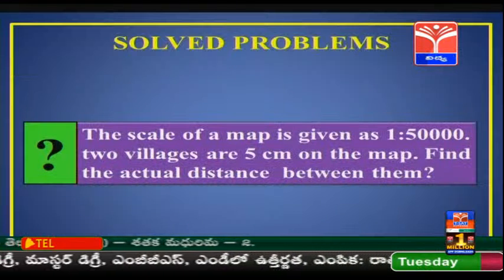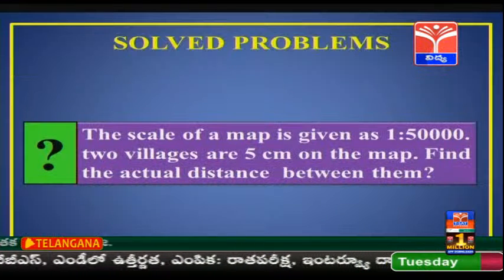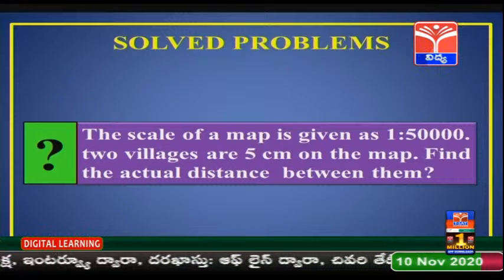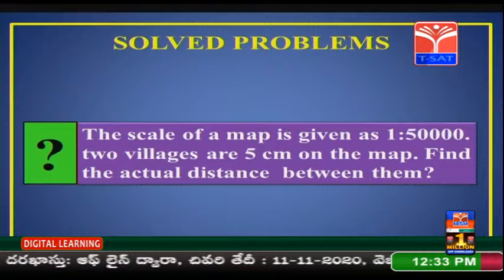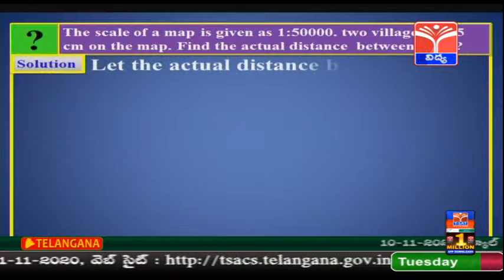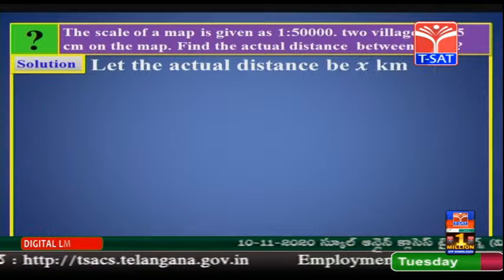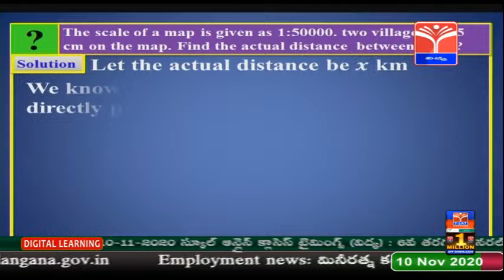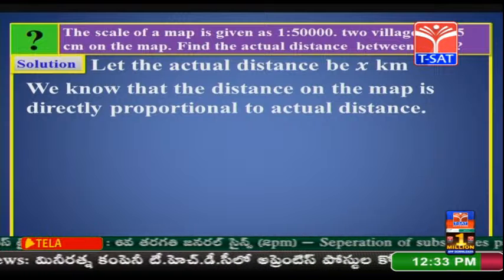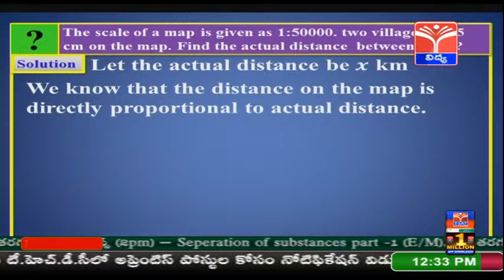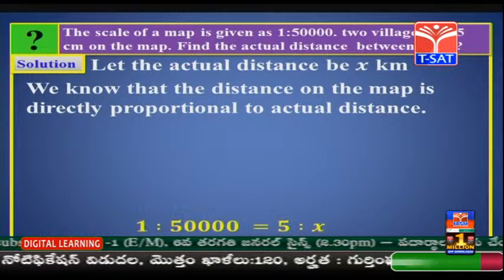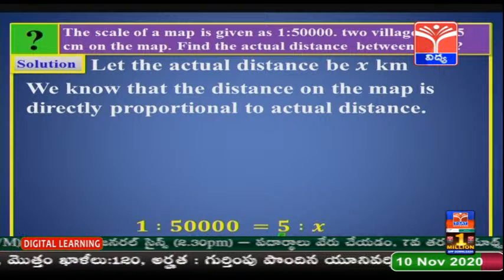The scale of a map is given as 1:50,000. Two villages are 5 centimeters apart on the map. Find the actual distance between them. Let us start with the solution. Let the actual distance be x centimeters, and we know that the distance on the map is directly proportional to the actual distance. So, given 1:50,000 is 5:x.